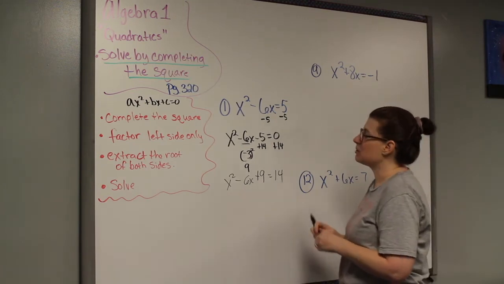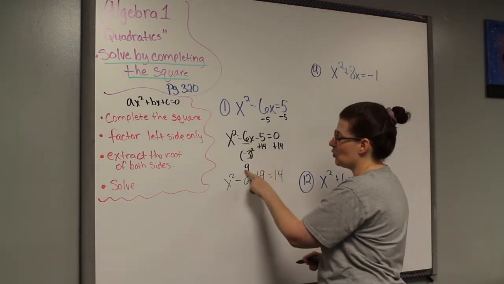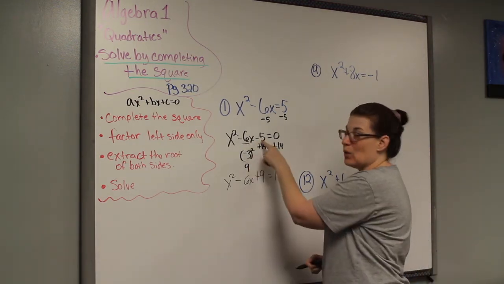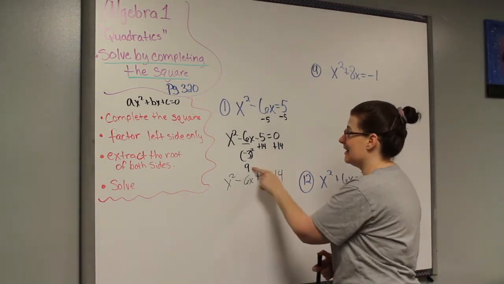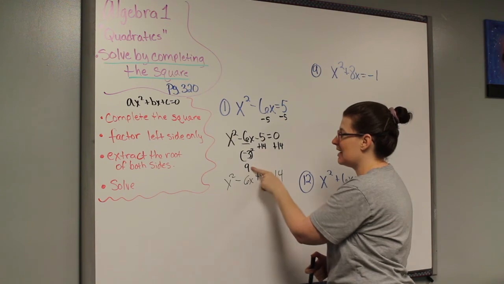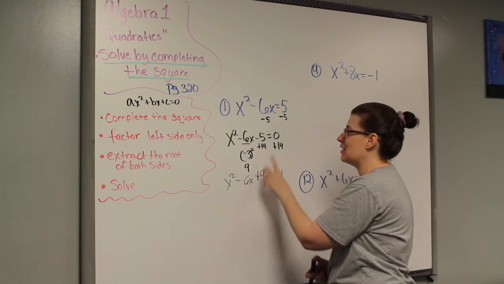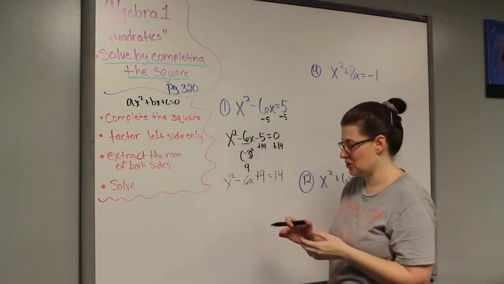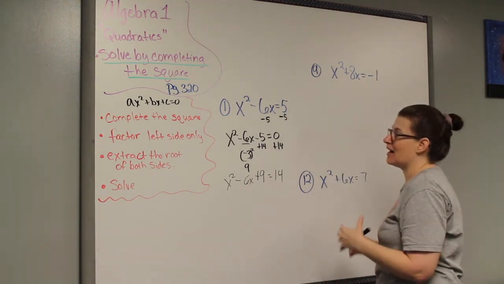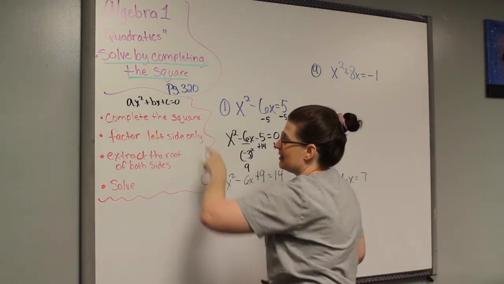Okay, so we completed the square. We found out the square needed to be 9. It was negative 5, so we had to add whatever we could to that to make it 9. So negative 5 plus 14 gave me the 9 that I got right here. But whatever we add to this side, we have to add to that side to keep the equation balanced. So now that we got that, that is this step, complete the square.